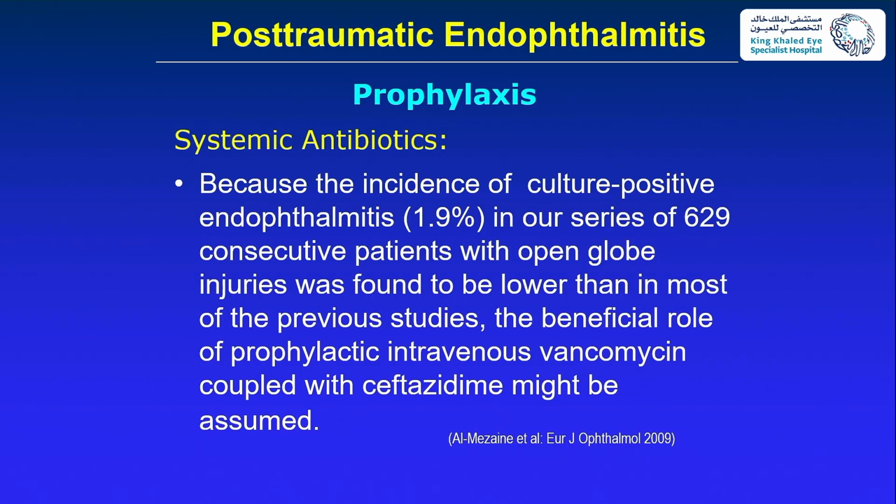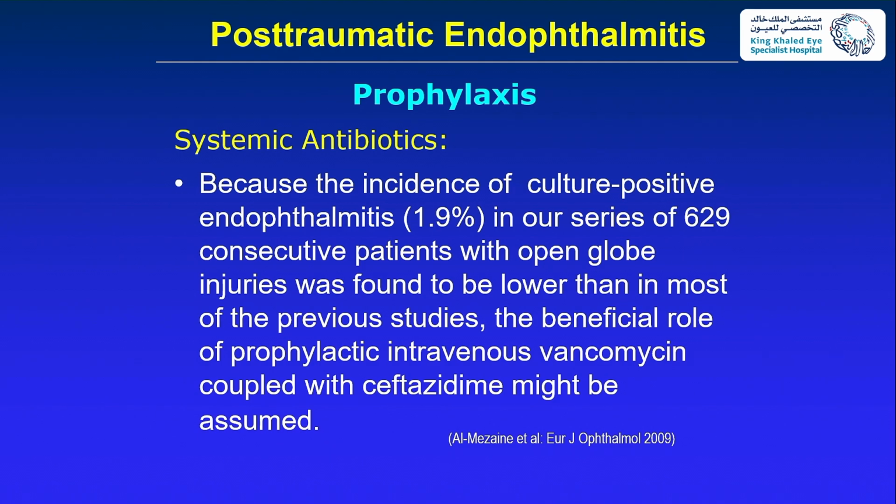So because the incidence of culture-positive endophthalmitis in our study was 1.9%, and in this study, we reviewed the files, thanks to Dr. Hani al-Mizani, who did a lot of work at that time, of almost 630 patients with open globe injury. You remember in my introduction, the incidence of traumatic endophthalmitis can be as high as 17% after open globe injury. In our study, we have only 2%.